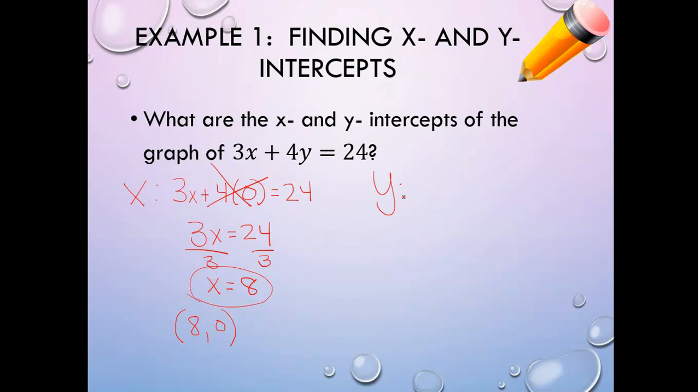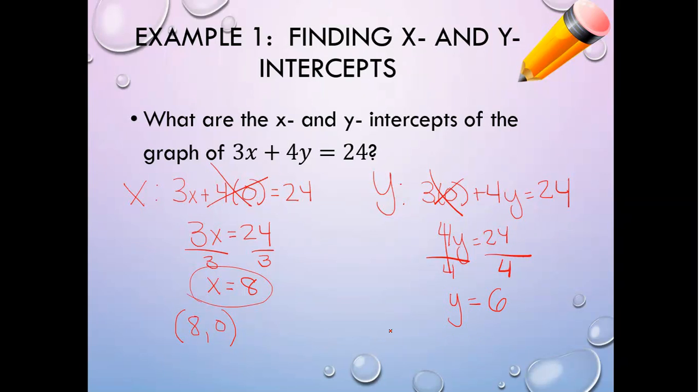Let's do the y-intercept. So look back on my notes here. To find my y-intercept, I get to plug in a 0 for x. I know that's just going to cross out, right? 3 times 0. So I get 4y equals 24. Let's divide by 4. I'll get y equals 6. Now, just like my x-intercept, I write this as an ordered pair. So my x value was 0, and my y is 6. So my x-intercept is 8, 0, and my y-intercept is 0, 6.